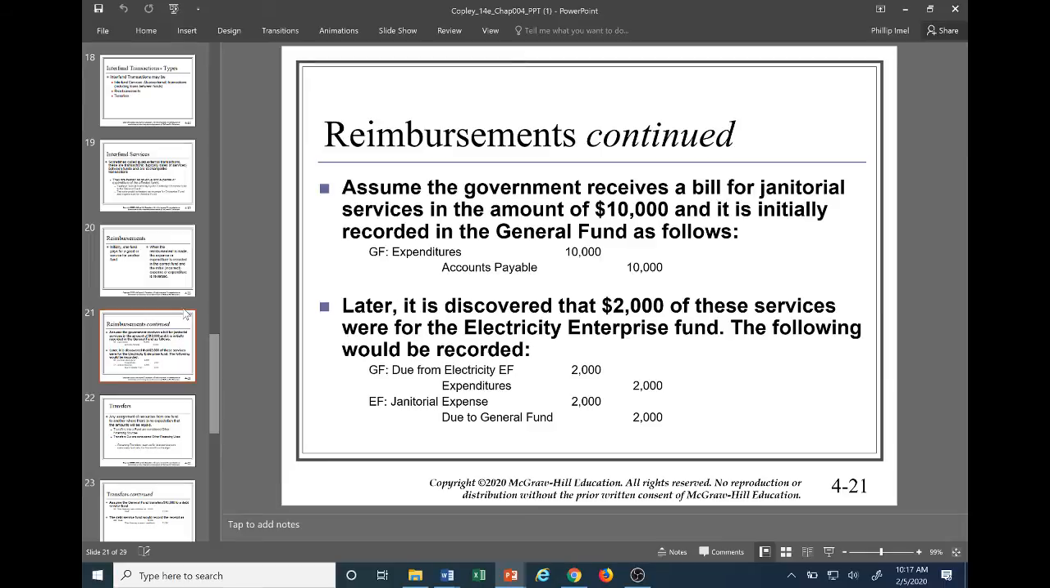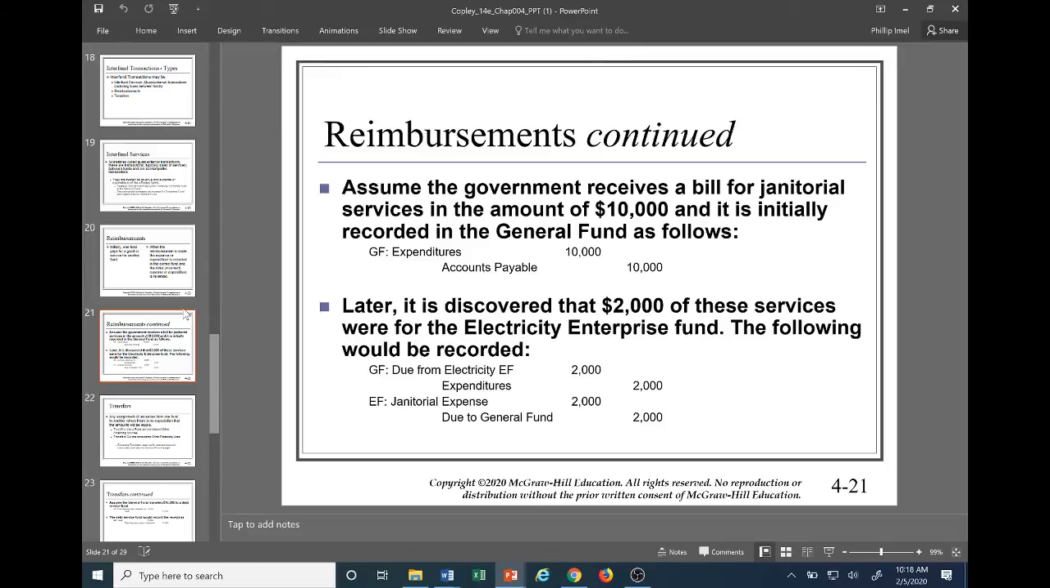So later on down the road, we discover that $2,000 of these services were actually for the electricity enterprise fund, instead of for the general fund. So really, the general fund in this case has expended $2,000 more than what they should have, and the enterprise fund is understated on their expenses because they haven't spent anything. So what do we need to do? For the general fund's entry here, since they paid it for the enterprise fund, they're going to say, okay, well, enterprise fund, you owe us this money.